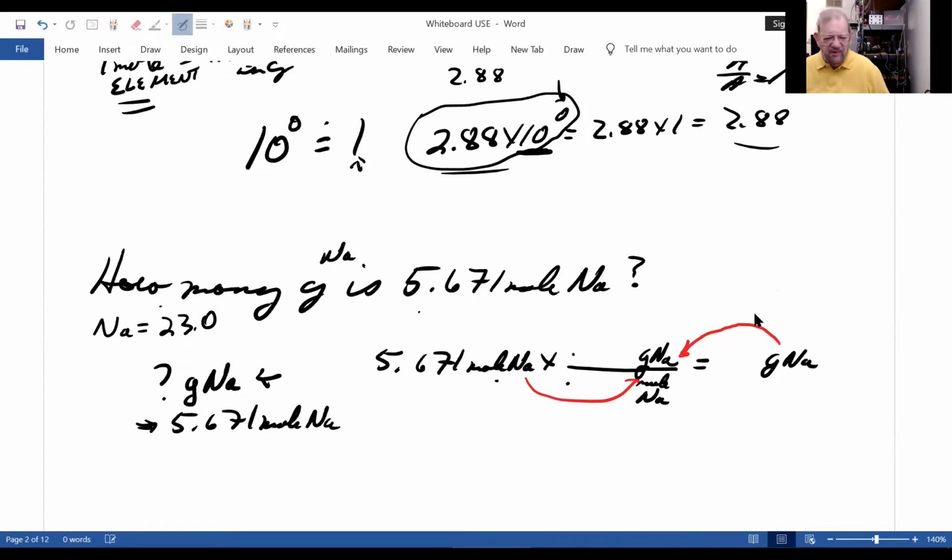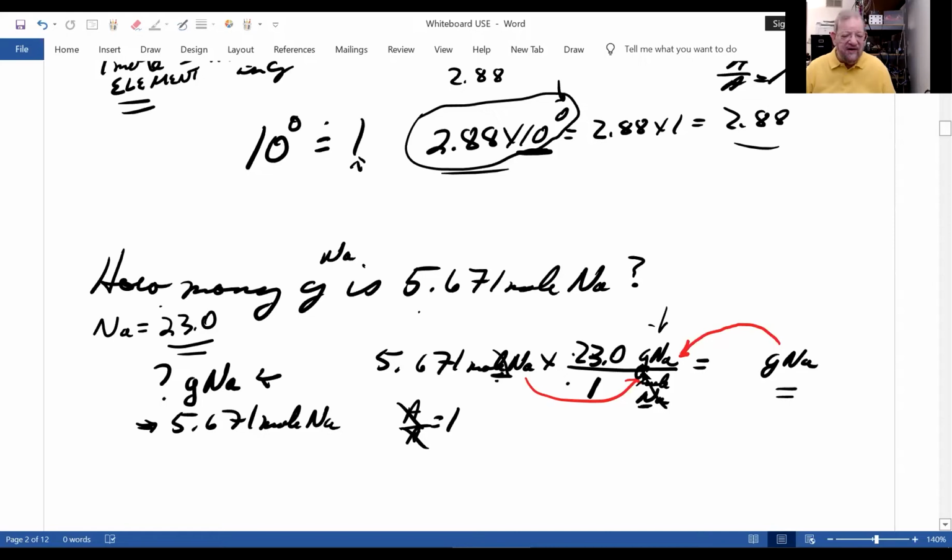Where do I get these numbers? 1 mole of an element equals its atomic weight, which I gave you right here, which you get from the periodic table. And now, before I pick up my calculator, I'll see if I get the right units. Remember, anything divided by itself equals the number 1 and cancels out. Moles of sodium divided by moles of sodium. What am I left with? Just what I want. Grams of sodium, that's all that's left. So now I'm going to go to my calculator.